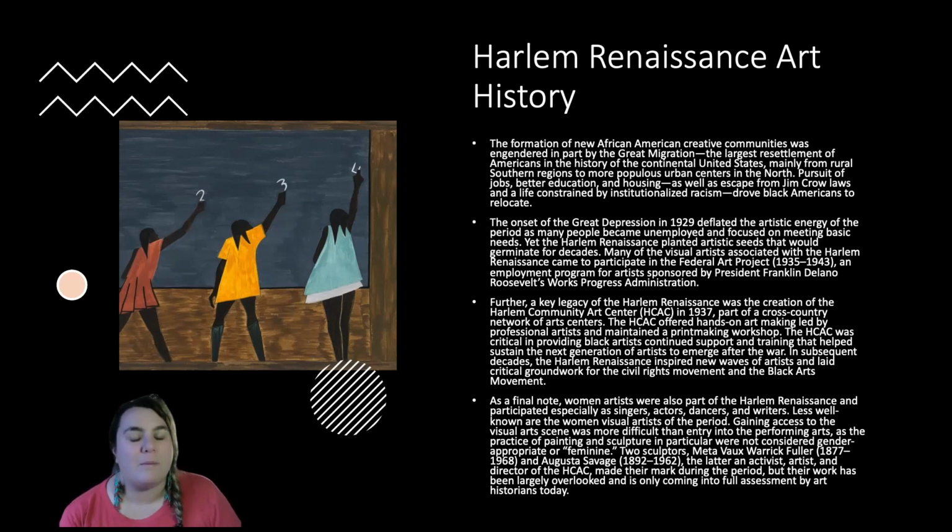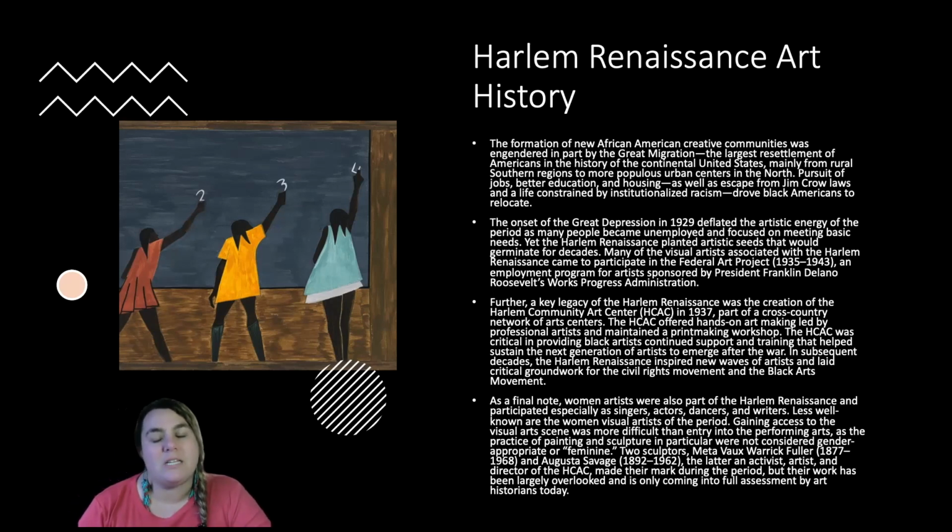Less well known are the women visual artists of this period. Gaining access to the visual arts scene was more difficult than entry into the performing arts, as the practice of painting and sculpture were particularly not considered gender appropriate or feminine. Two sculptors, Meta Vaux Warrick Fuller and Augusta Savage, the latter an activist, artist, and director of the HCAC, made their mark during the period, but their work has been largely overlooked and is only now coming into full assessment by art historians.